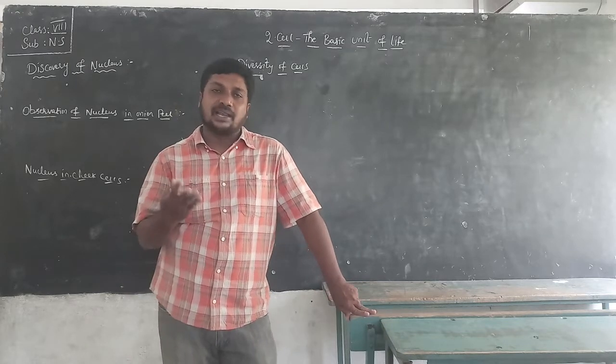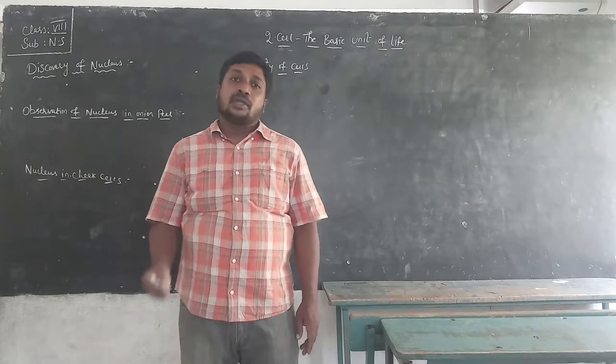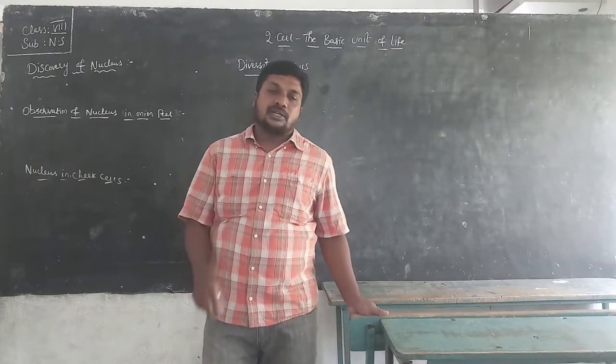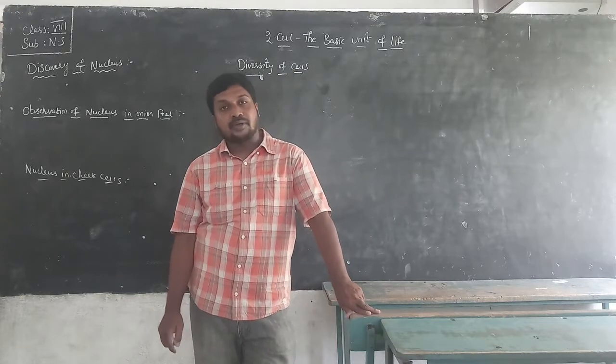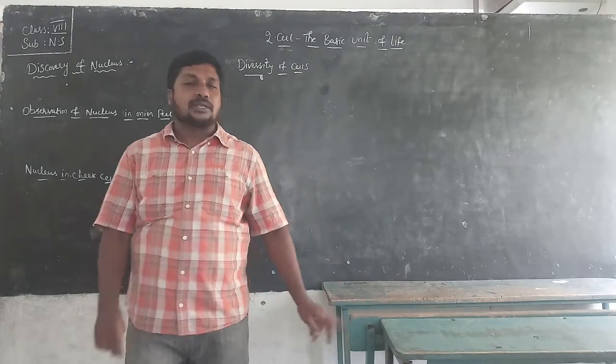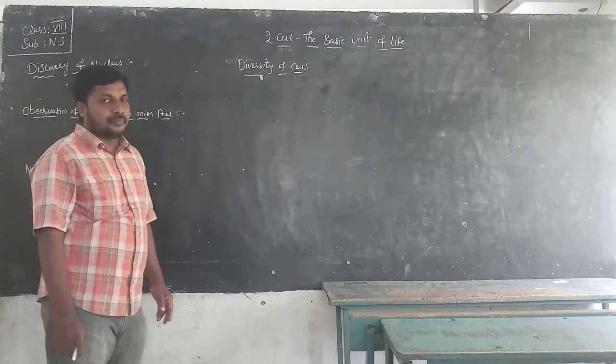If there is no cell, there is no life. In a unicellular organism, one cell can perform all functions. In multicellular organisms, different cells perform different functions. So, either unicellular or multicellular organism, the cell is the basic unit of life.